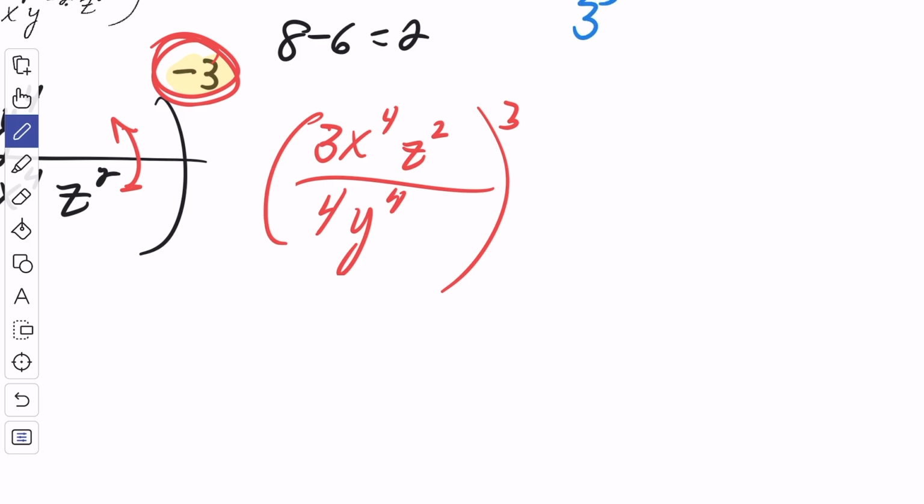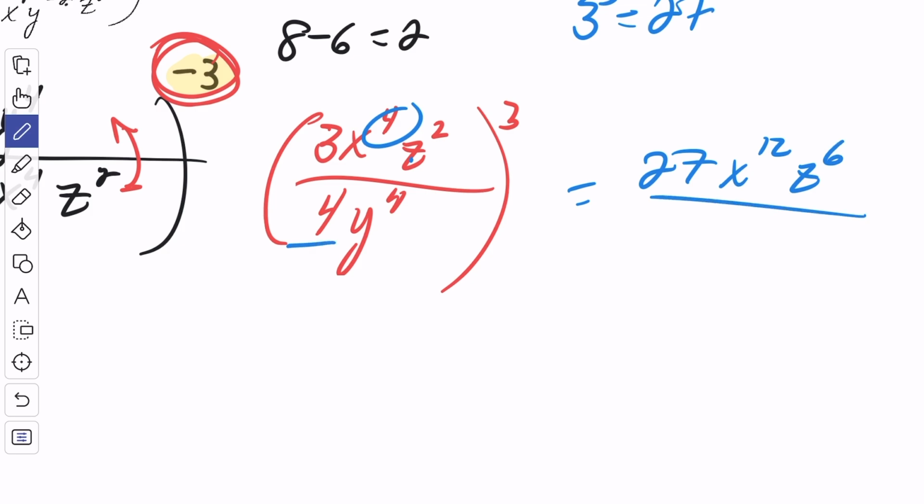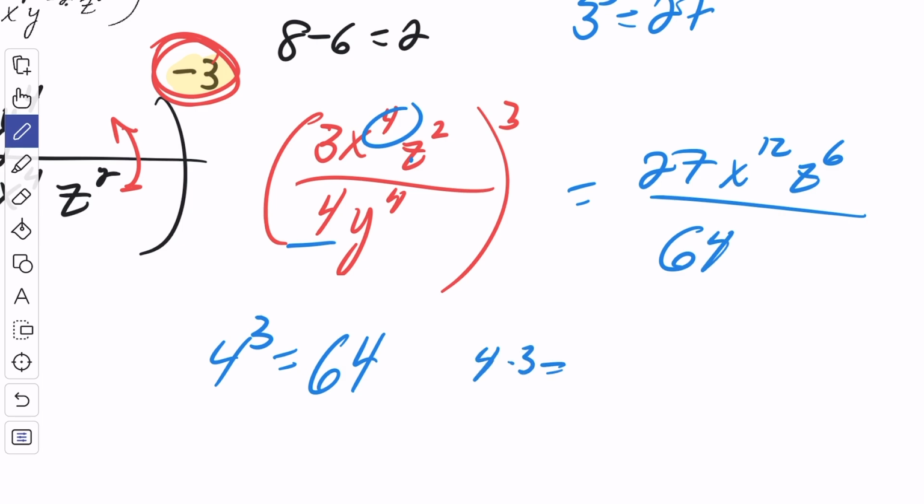So 3 cubed is 27. So it becomes 27. Our power to a power, 4 times 3 is 12. So x to the 12th. z squared raised to the 3rd power. So 2 times 3 is 6. So z to the 6th. 4 cubed is 64. And y to the 4th raised to the 3rd power. So it becomes 4 times 3, which is 12. So y to the 12th.